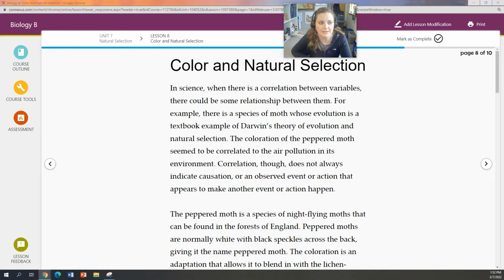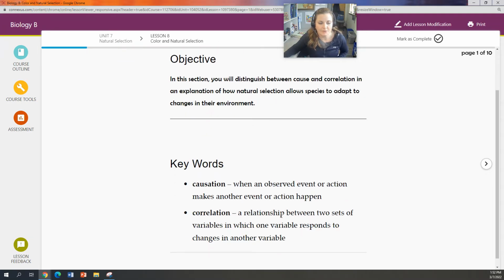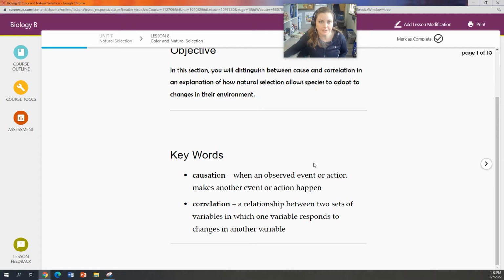Here we are looking at Unit 7, Lesson 8, Color and Natural Selection. I'm actually on the wrong slide here, so I'm just going to scroll back real quick to start off with our keywords of causation and correlation. And I feel like there's other ones in there too that we will be going over as well.